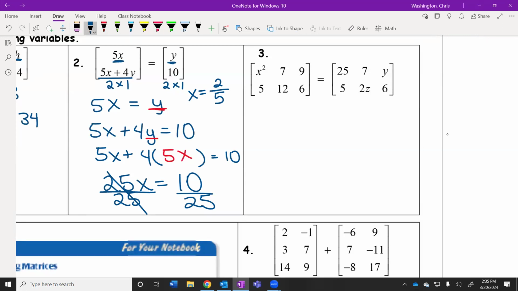So if you plan on taking the SAT, you're going to need to know how to solve systems of equations.